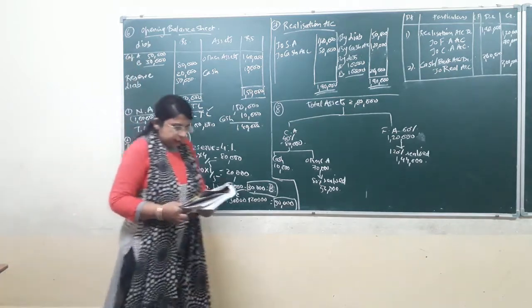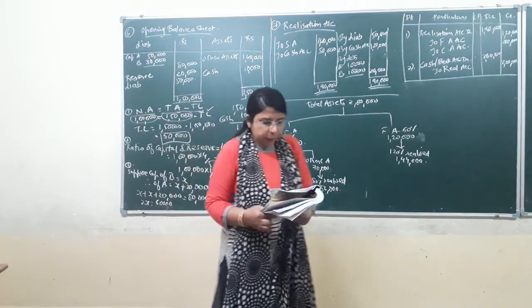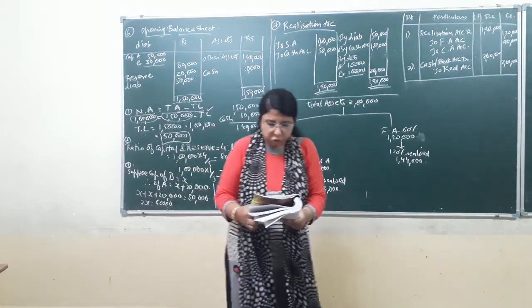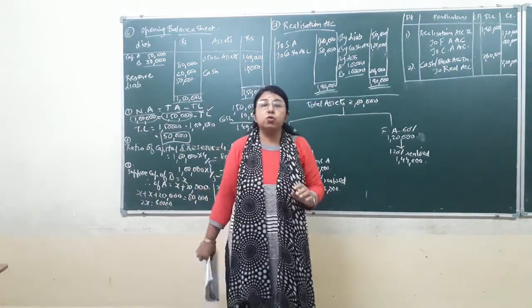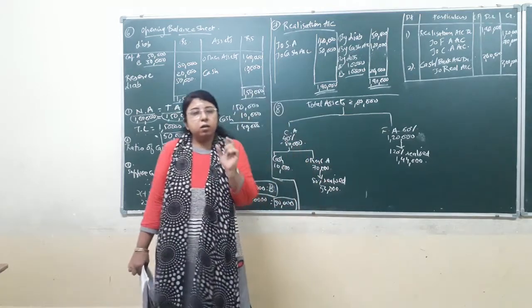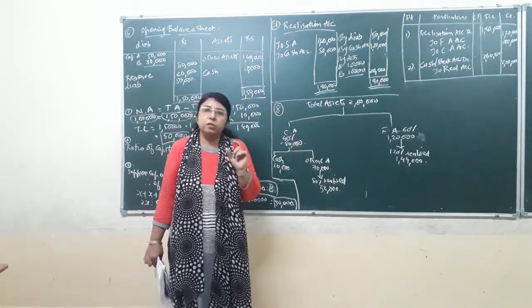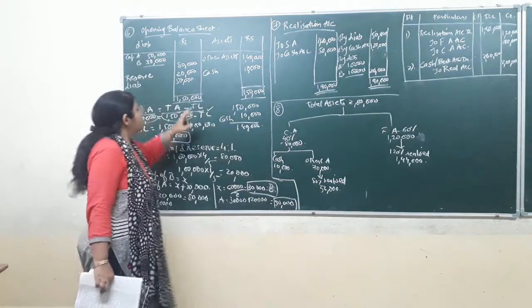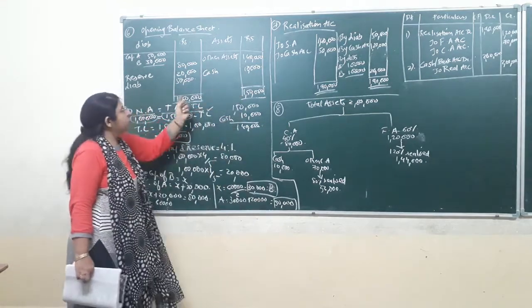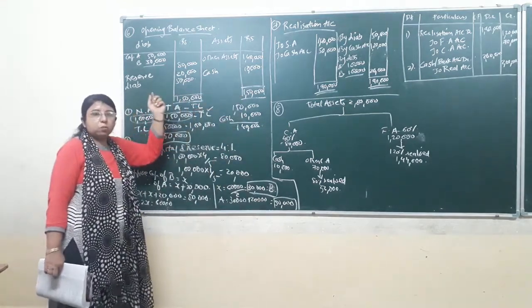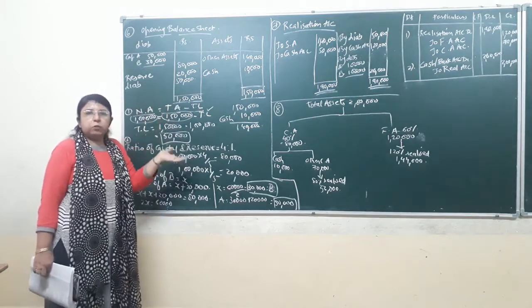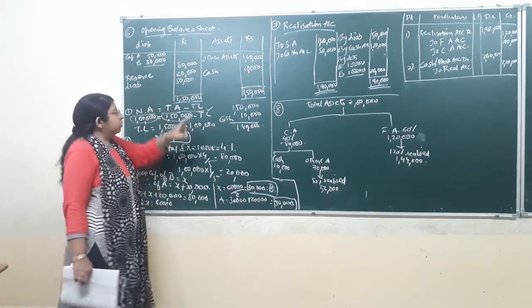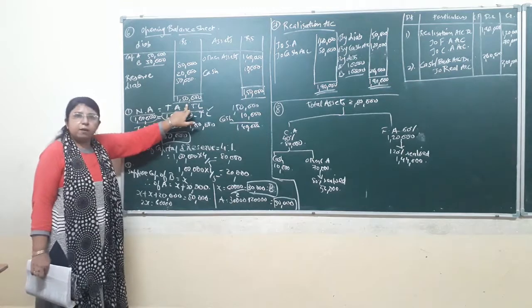Reading the next line. Net assets of the firm are rupees 1 lakh. The ratio of capital and reserve is 4:1. Now what is the ratio of capital and reserve? That is 4:1. First of all, the total on the asset side I put on the liability side also, because the balance sheet total will always be equal on both the liability and asset side. So here also I have put the total, that is 1,50,000.